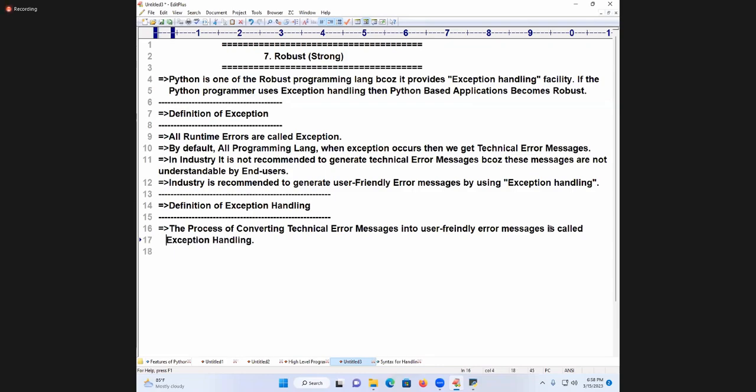Now I'm going to give you the concept here. In Python programming, every real-time application must be developed by using which concept? Exception handling.